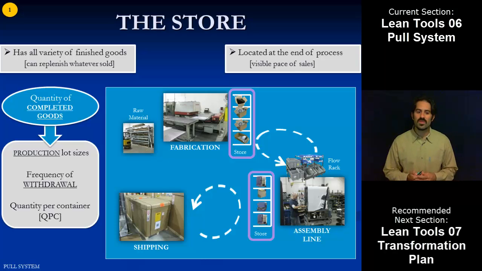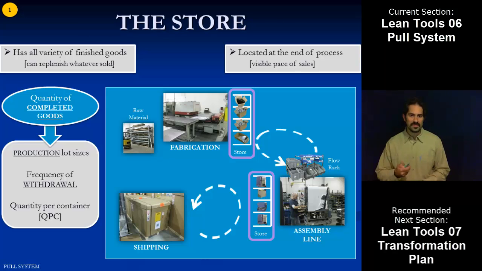Then the frequency of withdrawal. Again, at the assembly line, how often is the shipping department coming and taking one? If it's every 15 seconds, that's going to be a lot different than if it's every hour or every other day. And then the last one is quantity per container. If it's something big and only one of them will fit on the shelf, that's a little bit different than if I can fit 50 tiny parts into a little box that goes on the shelf. So those are the things that we consider when we're determining what quantity of these different parts should be in the store.